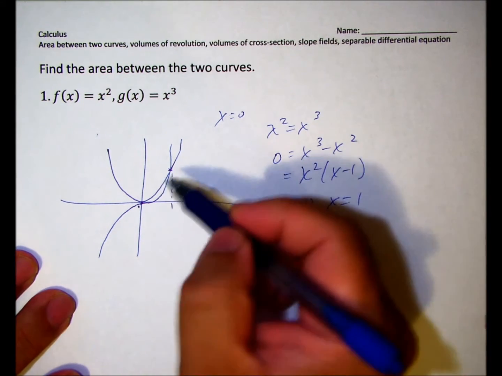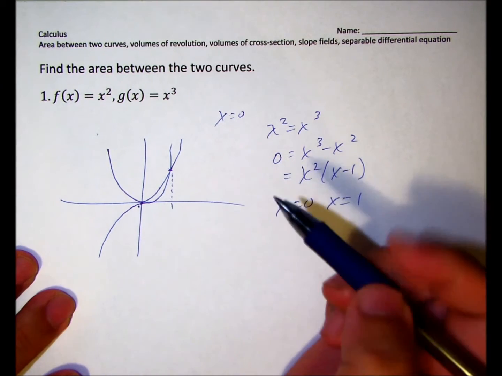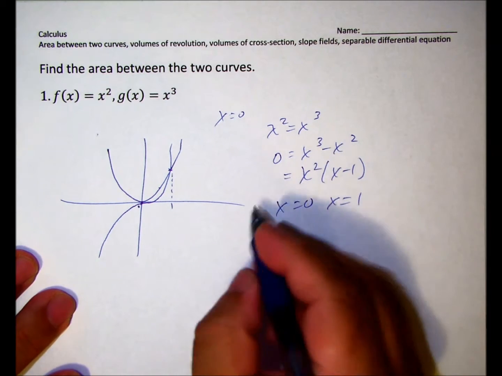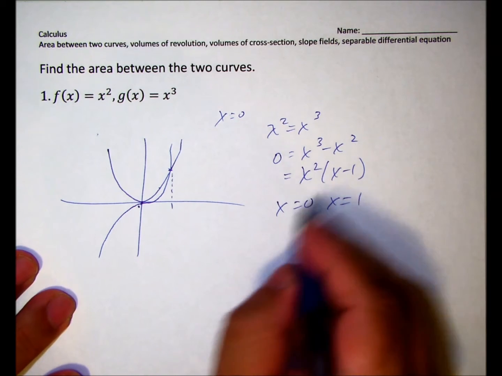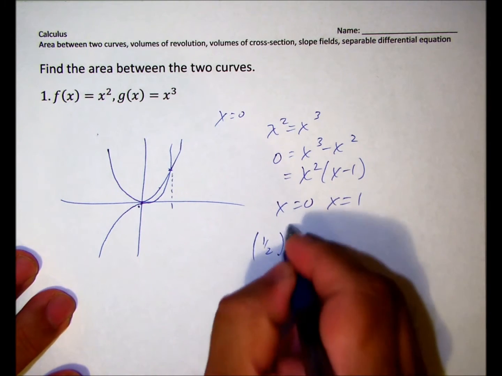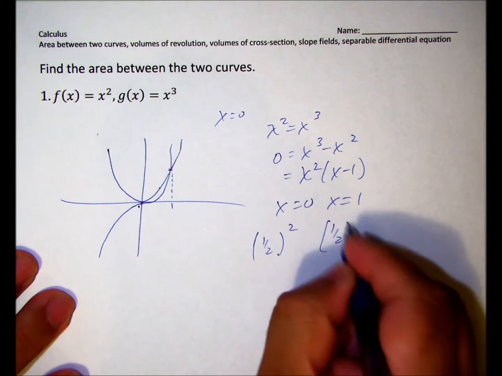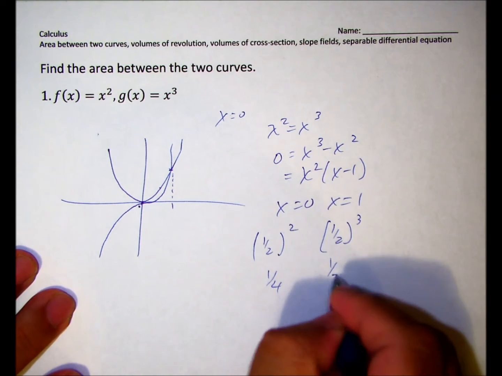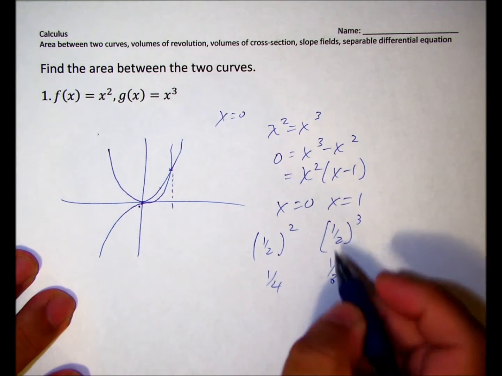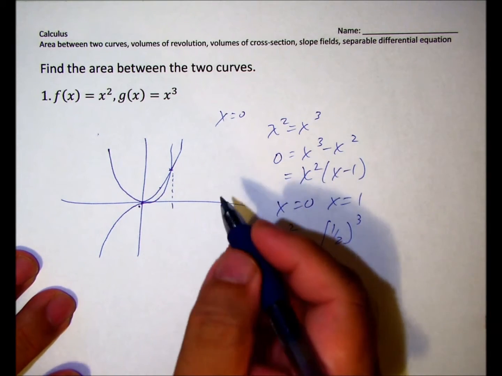Now, the next question is whether the x squared is on top or x cubed is on top. If you don't know, just plug in a number between 0 and 1, say 1/2. What is 1/2 squared? How does that compare to 1/2 cubed? Well, 1/2 squared is 1/4, 1/2 cubed is 1/8. So 1/4 is greater than 1/8, so it is x squared that is on top.